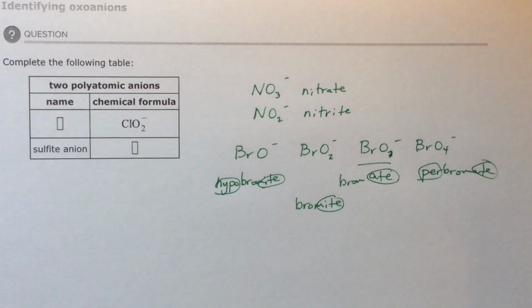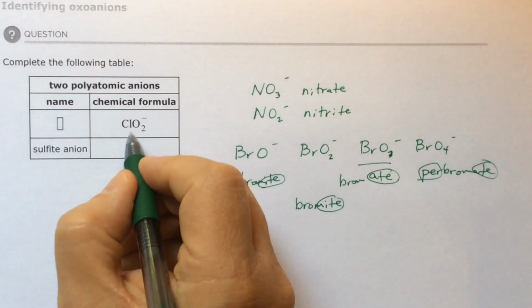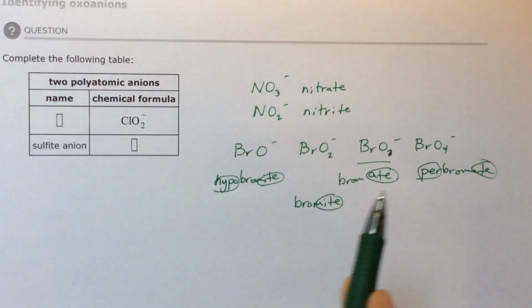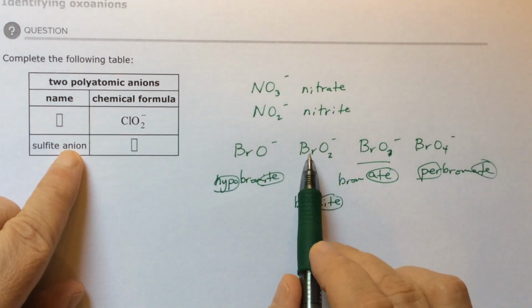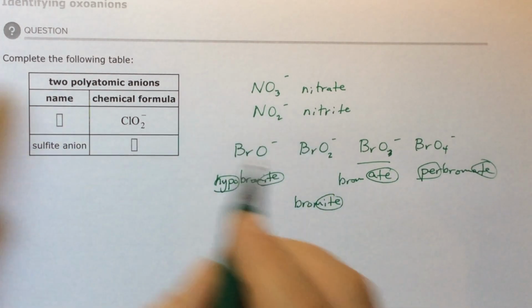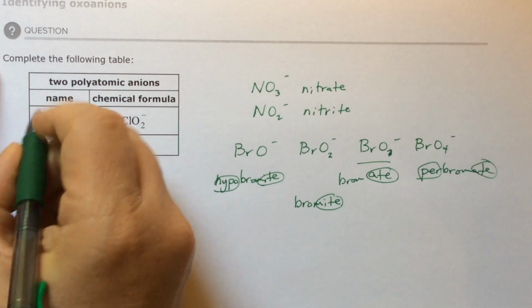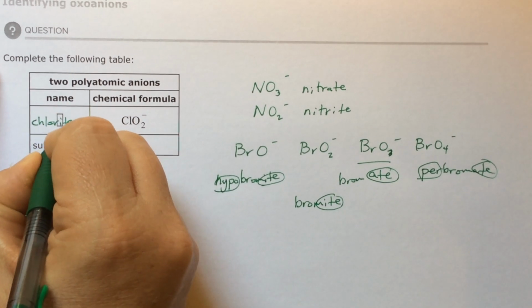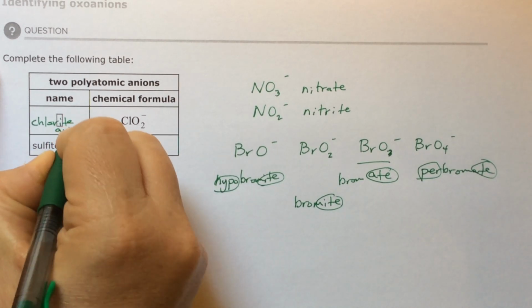All right, so let's do your question. They're asking you to identify this one. Well, chlorate is just like bromate, so you're looking for the one that's 2. Okay, so it's going to have an "ite." It's not chlorate, it's chlorite. So ClO2 -1, and this is a chlorite anion.